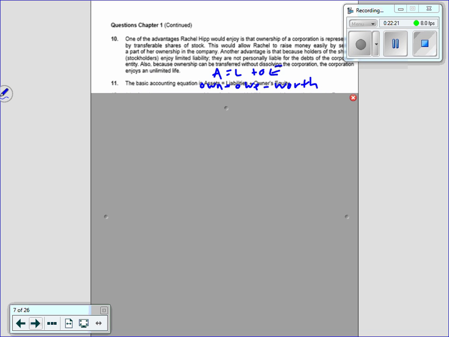Give me an example of an asset. Row 1, what's something you own? Your car. Did I do something wrong? My smartboard right now in this right corner is acting up, so sometimes my stuff gets kind of wonky up there.